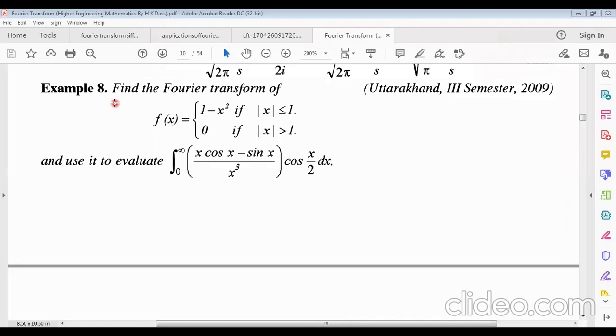Now, Fourier example 8: find the Fourier transform of f of x equals 1 minus x square if the absolute value of x is less than or equal to 1, and f of x is 0 if the absolute value of x is greater than 1. Then use it to evaluate this improper integral.